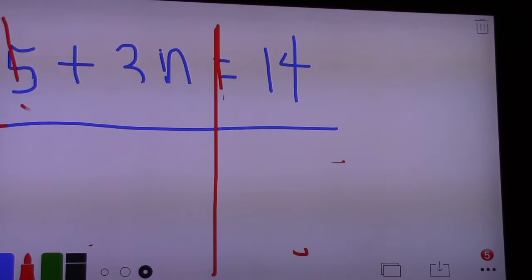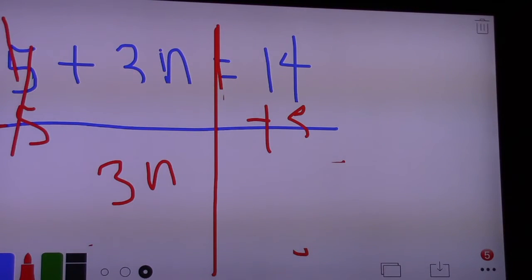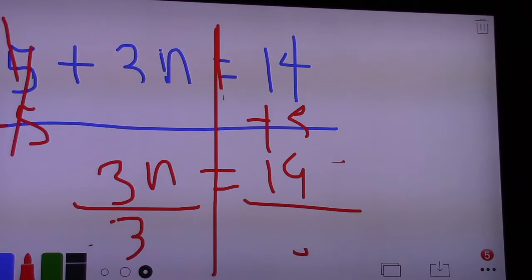Plus 5, cancel, plus 5, carry the 3n down. 14 plus 5 is 19. 3n equals 19, divide by 3, and go ahead and carry it right on down the paper.